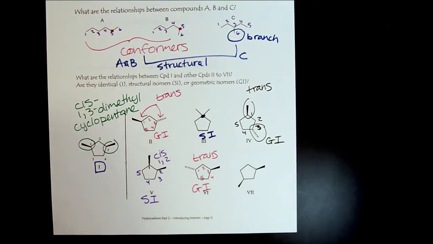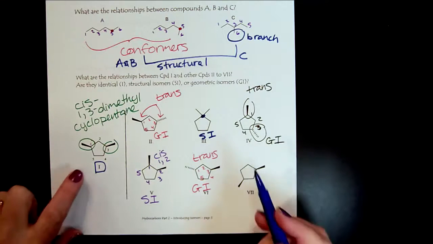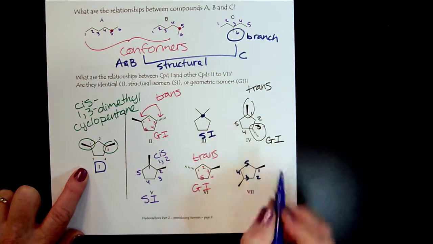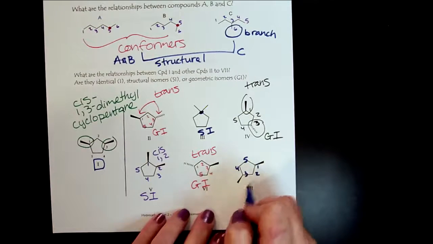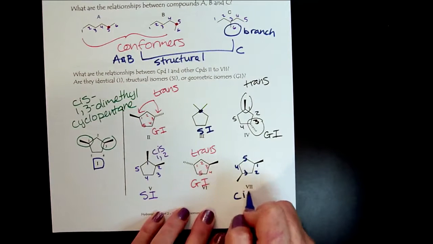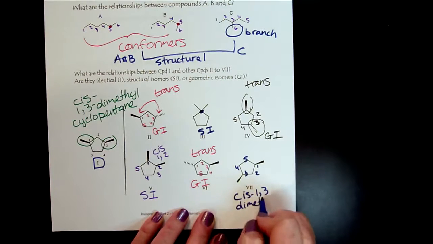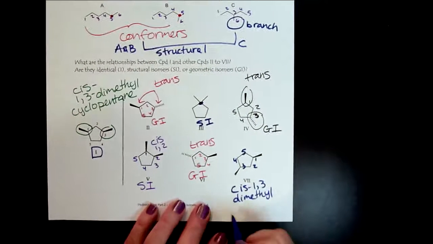And then last but not least, we have compound 7, and we look here. 1, 2, 3, 4, 5. And so they're both cis. So cis-1,3-dimethylcyclopentane.